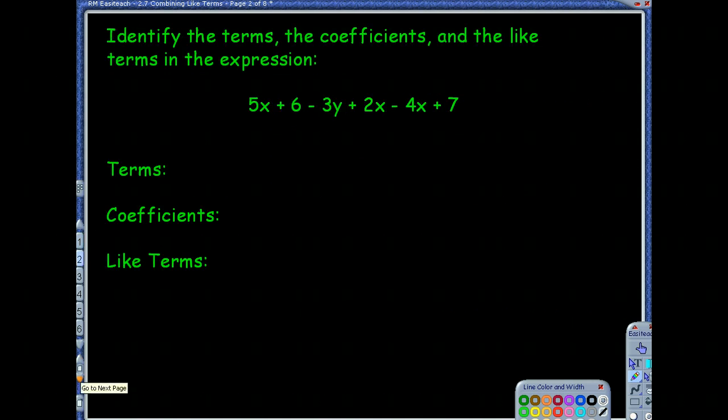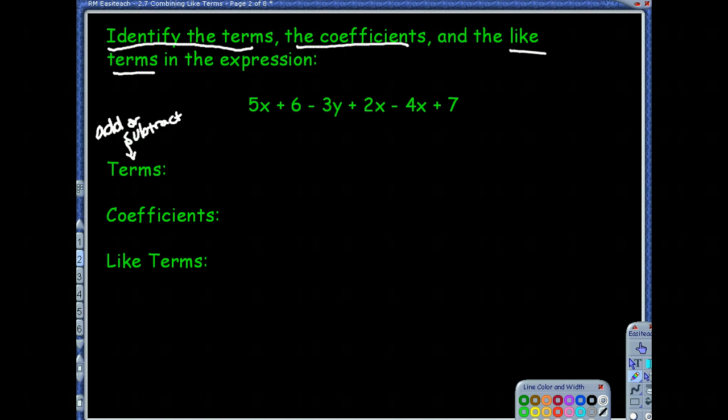This next problem, or this first example, says that we're going to identify the terms. We've got several parts here. Identify the terms, the coefficients, and the like terms. Now, terms itself was not one of our vocabulary words, but I just want to emphasize what that is. When we're looking at terms, we're looking at the pieces that are being added or subtracted. I'm just going to put a little note, and you guys might want to add this to your papers too. So the things that are being added or subtracted.